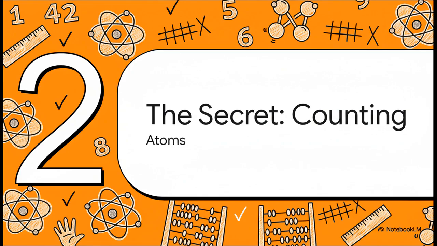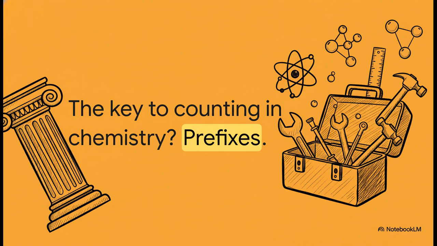So, what is the big secret to cracking this code? It all boils down to one simple idea: counting. That's it. The names are just a set of instructions that tell us two things: which elements are in the molecule, and, this is the important part, how many atoms of each element are there. And how do we count in chemistry? Well, we use a simple tool: prefixes. These are going to be your best friend. Once you know just a handful of these, you are basically already there.